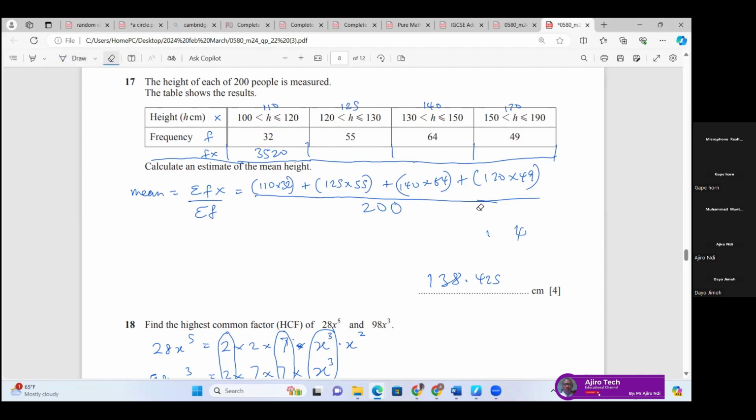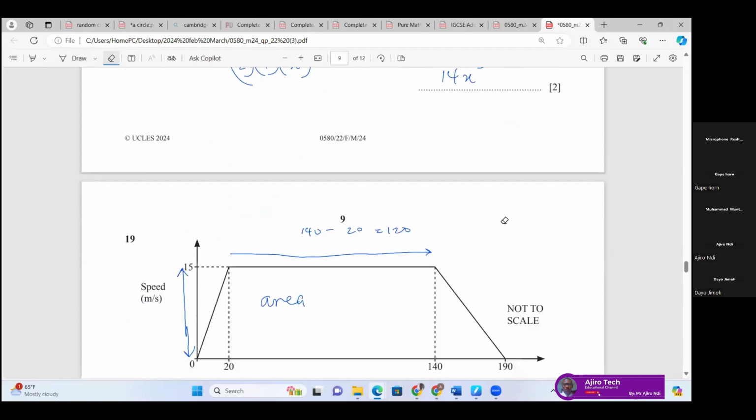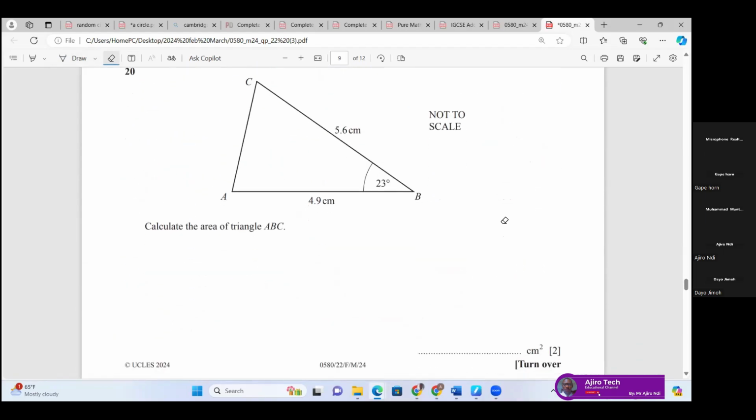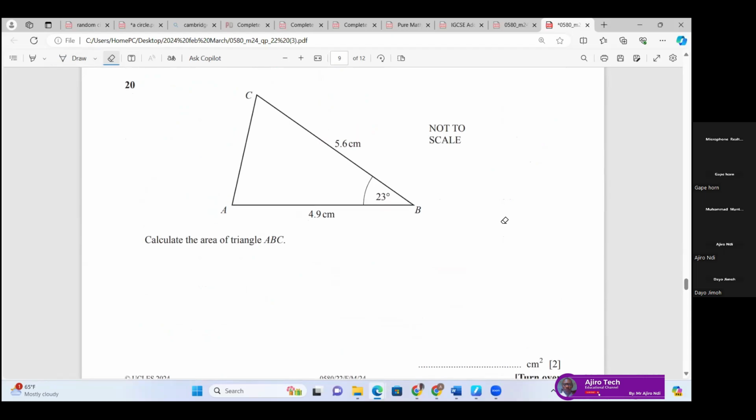So now, briefly, just quickly do number 20 and then we end the class. Number 20. Now, this question says calculate the area. Area of a triangle is half AB sine theta. Theta is the angle between A and B. So half times these two sides, which are the two sides adjacent to the angle, right? 4.9 times 5.6 times sine 23 degrees. Do this, you're going to get your answer.